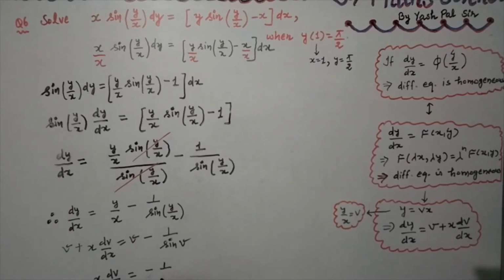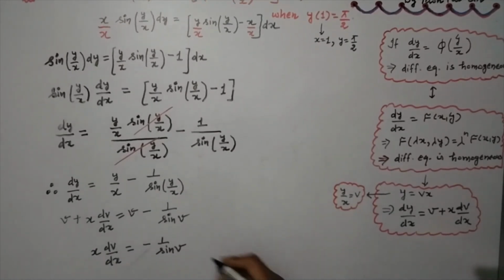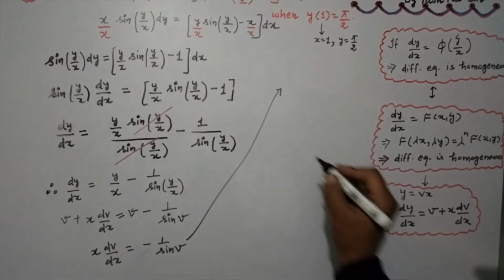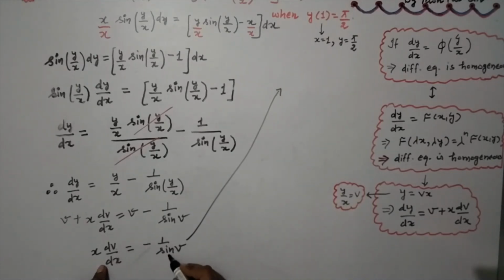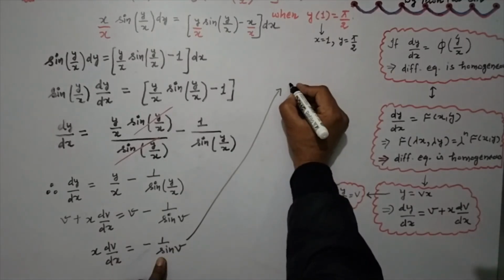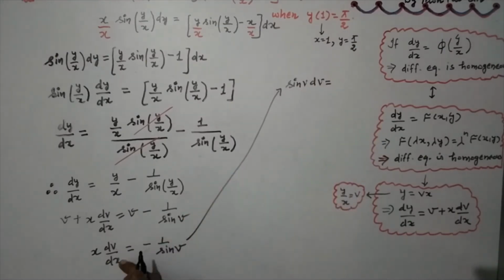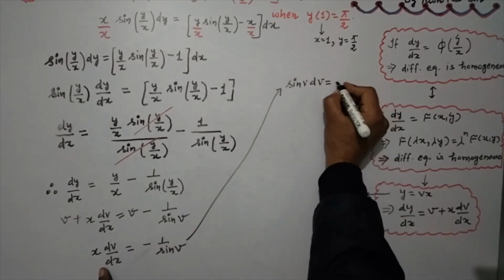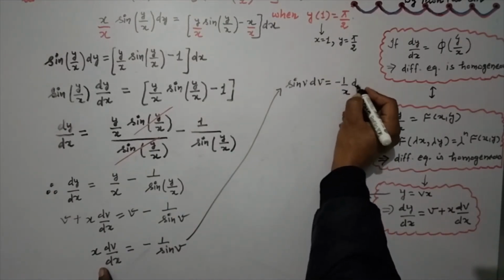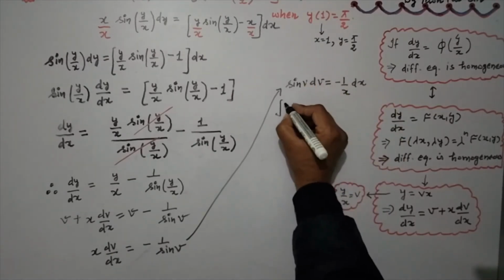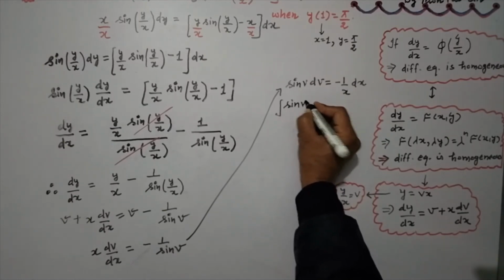So v cancelled, we have now x into dv dx is equal to minus 1 upon sine of v. Again we say that we can write this as separating the variables. How to separate the variables? With dv we write this as sine of v into dv, and the right hand side, this x will go here, minus 1 upon x into dx.